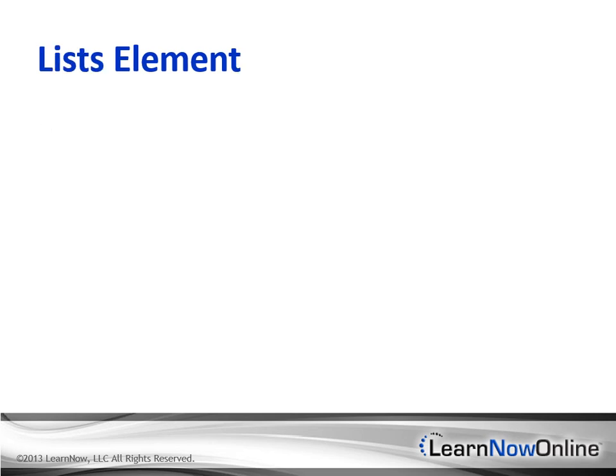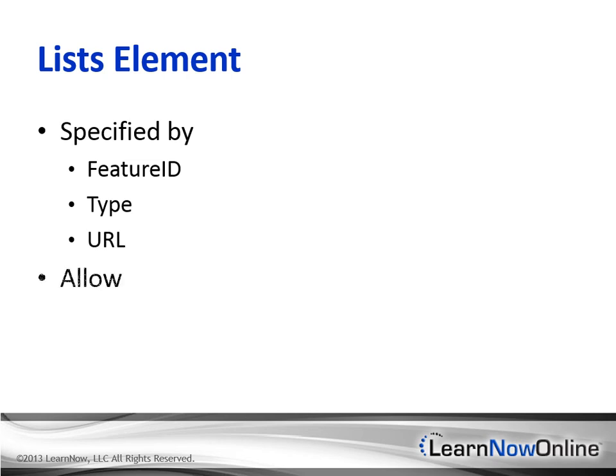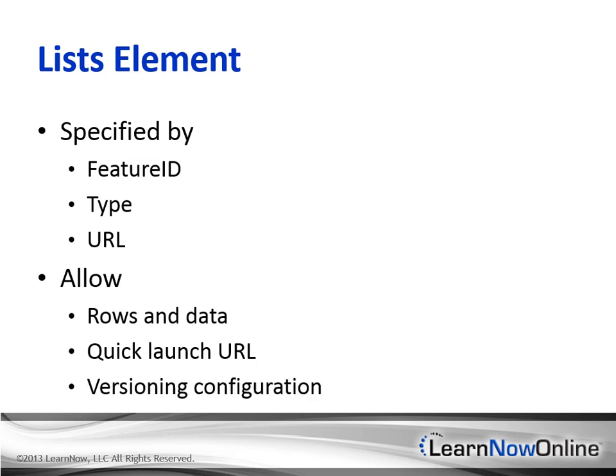So next is the list element. Configuration elements can also contain a lists element that contains a collection of list elements. The process of defining a list in a site definition is very similar to defining a list instance in a feature. The definition requires the feature ID, the type within the feature, as well as a URL and the name. You can provision not just the list, but also some actual data with the list, as well as define whether you want it to show up on the quick launch, as well as versioning configuration.